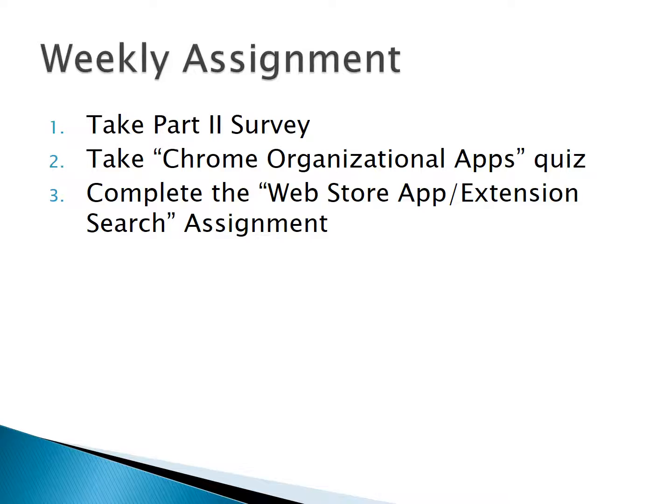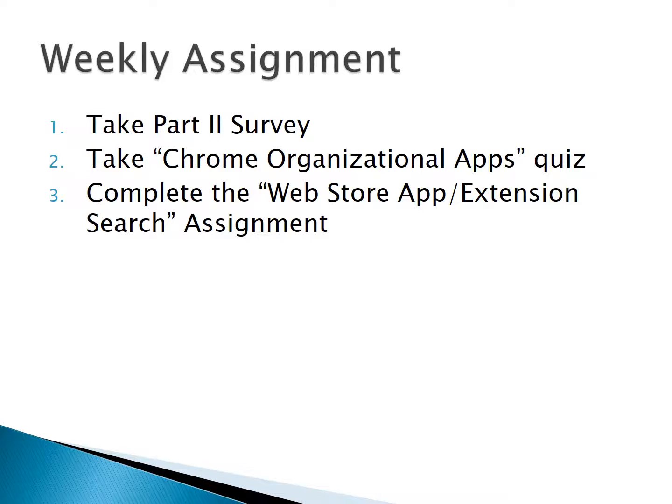The third assignment to get started on, and I think there's a generous amount of time to complete it, is the Web Store App Extension Search assignment. And this is designed simply to give you some experience with using the web store, how to find things you're looking for. I know that a lot of times I run across a situation, there's something that I'd like to be able to do. And so I've gotten into the habit of simply visiting the store and seeing if that's available. And very often it is.